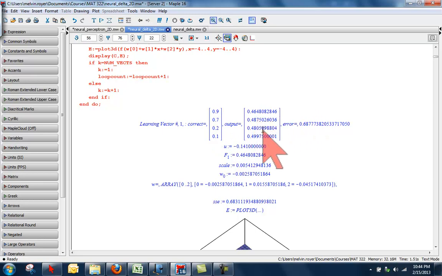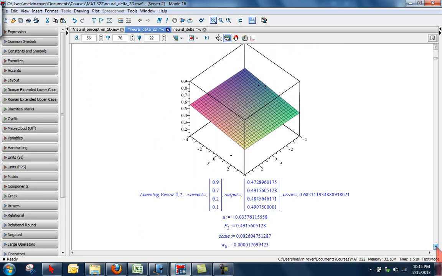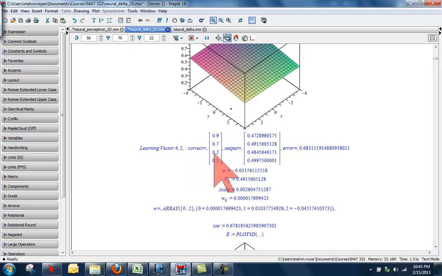That's not close at all. This is the E total. The algorithm Maple is computing this. So there is learning to be done. The network does so. Here are the new weights, and you'll notice the error was 0.6877, and now it's gone to 0.6831. So that's not much of a change, but it is a change, and it's in the correct direction. It's getting smaller.